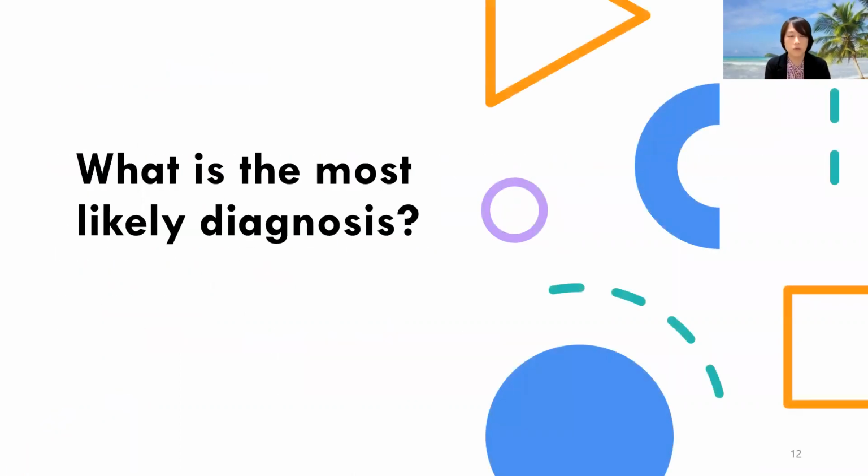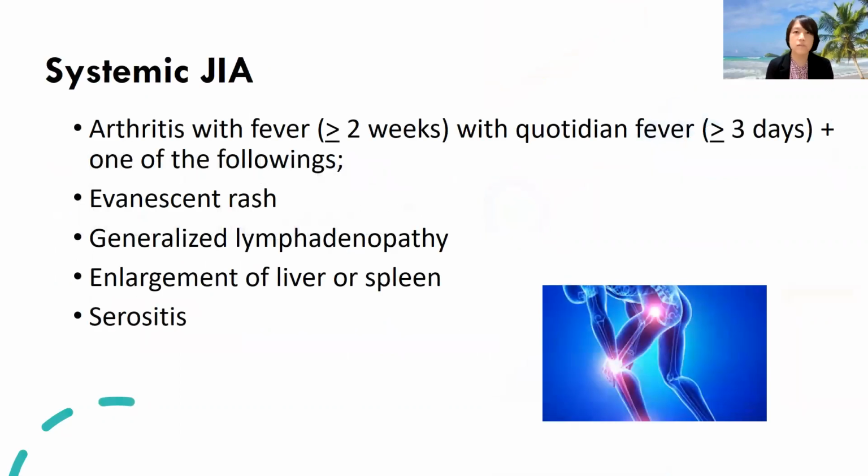At this point, what do you think is the most likely diagnosis? Refractory Kawasaki disease, or does she have systemic JIA? According to ILAR criteria, the patient has arthritis with a fever of more than 2 weeks, and during these 2 weeks of fever, they require 3 days of quotidian fever, plus one of the following: evanescent rash, generalized lymphadenopathy, enlargement of the liver or spleen, and serositis. If the patient falls into this category, we call it systemic JIA.